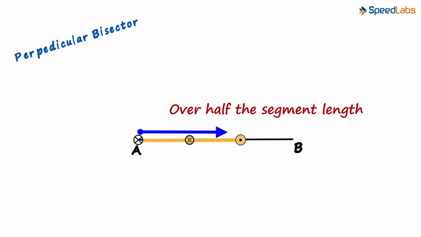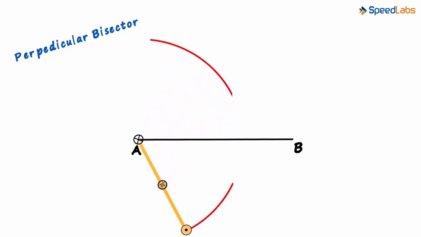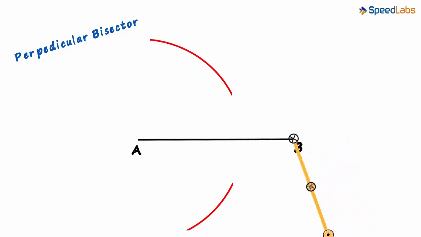segment length. With this length, we draw an arc on each side of the segment, at the top and at the bottom. Do not change the width of the compass after you've drawn the arcs. With the same width, we repeat what we did for the other end of the segment. We keep the compass on point B and draw arcs on each side of the segment. You will notice we get two arc intersections, one on top and the other below segment AB.